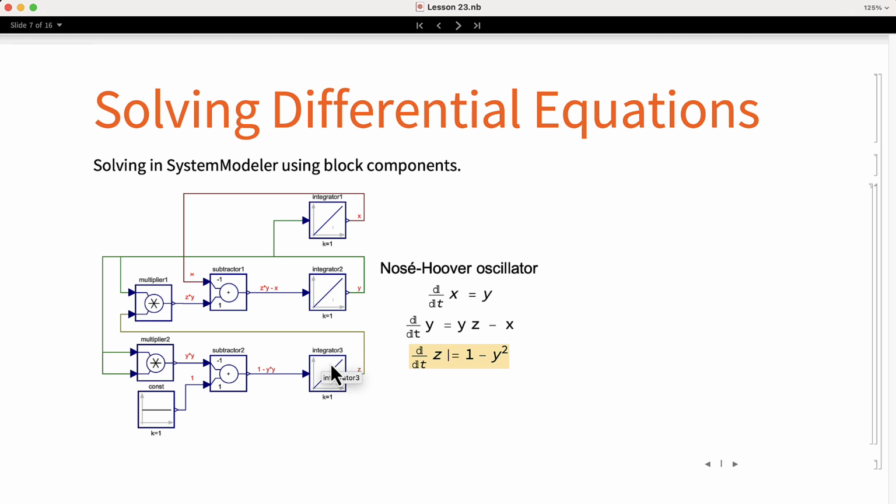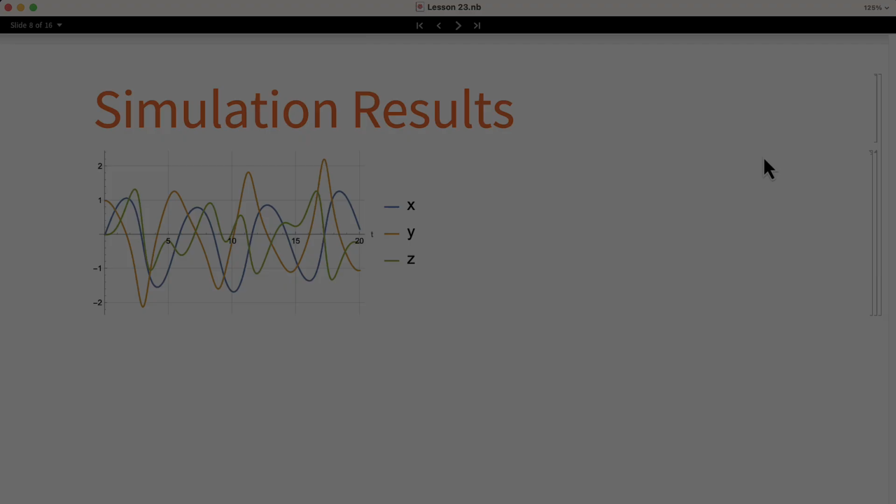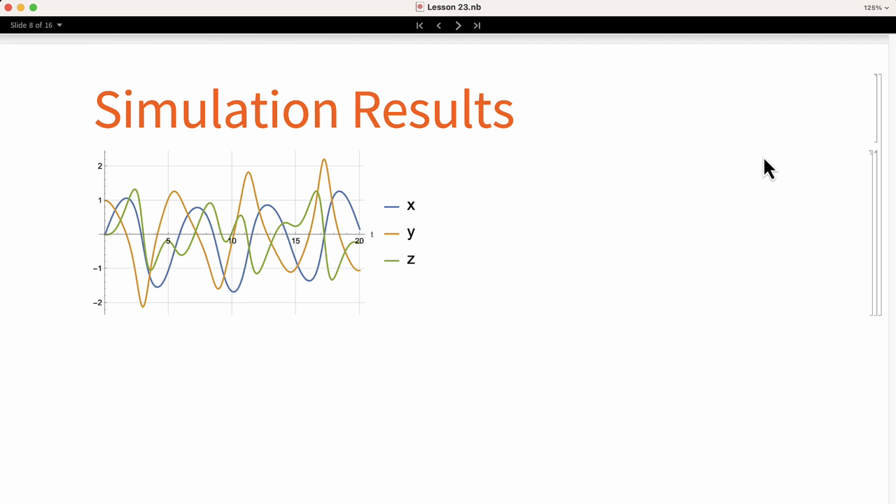Let's simulate this model to see the results in System Modeler. As I mentioned, this is a chaotic oscillator, and it produces signals whose patterns are not easy to understand. You can see the values of x, y, and z, and how they change over time. Now let's see how this will be implemented in the analog computer.